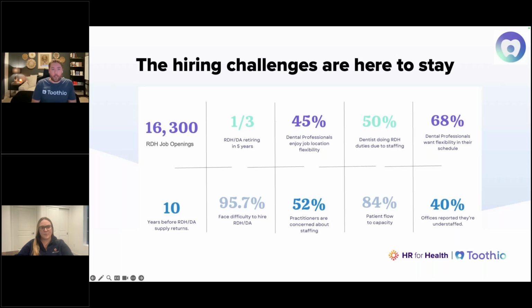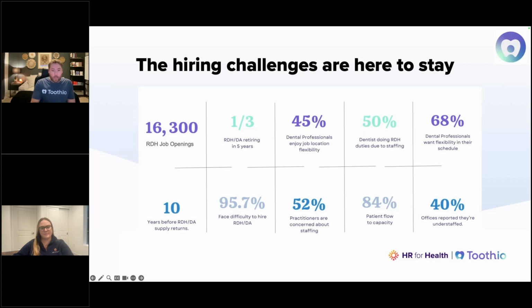One thing I think is super interesting is almost 7 out of 10 dental professionals are saying they want flexibility in their schedule, which we'll drill in a little bit more here in a bit, but I think it's important just to understand that if we want to get more out of the dental labor force that we have access to, we've got to be able to speak their language, and we've got to be able to give them the tools that they want to empower them to continue to engage in the workforce. And so we'll talk a little bit more about how Toothio does that later.